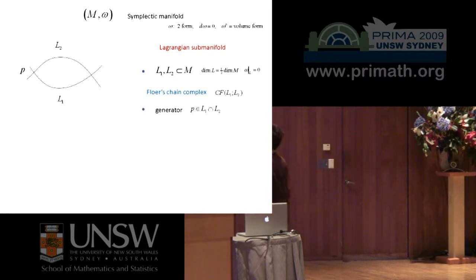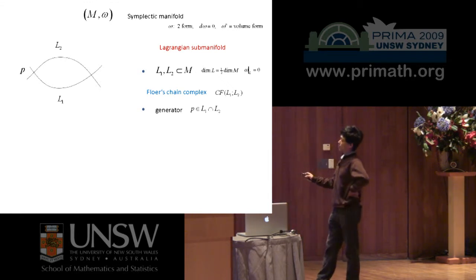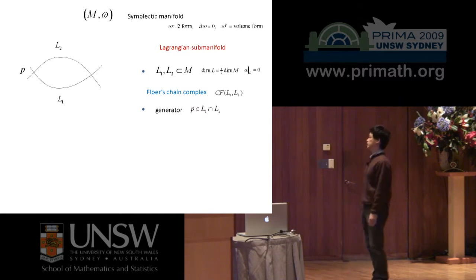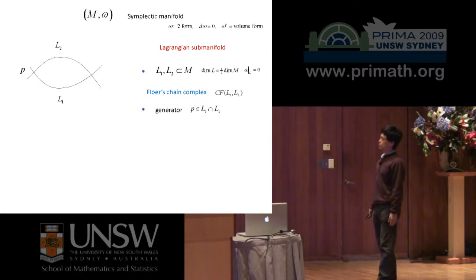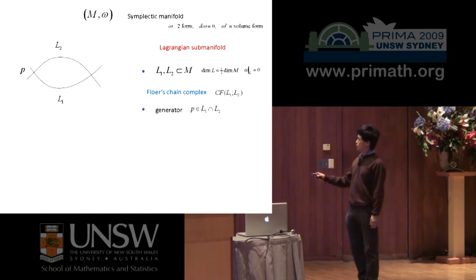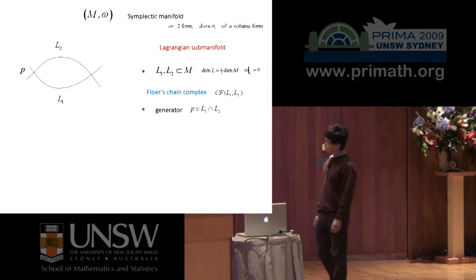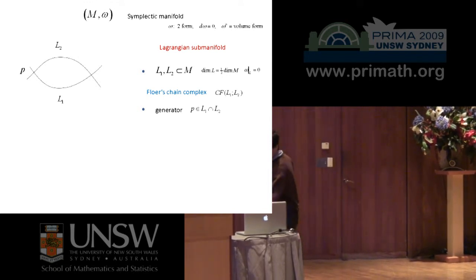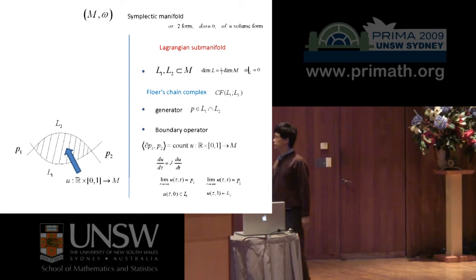And in this version of Floer homology, the chain complex, as a vector space, is generated by the intersection points. In general, if this intersection is not transversal, then we need to do some other things. But in the simplest case, we just consider each intersection point as a generator of Floer's chain complex. And then we define the boundary operator.